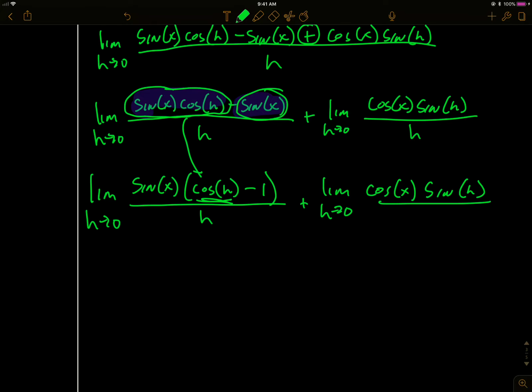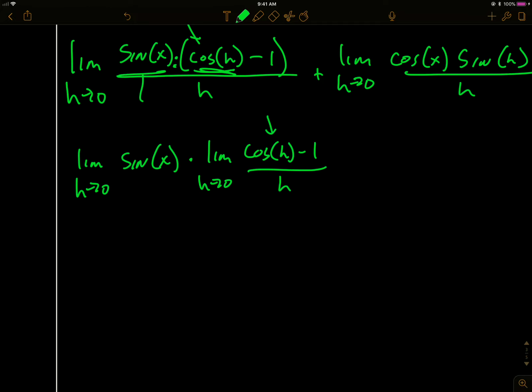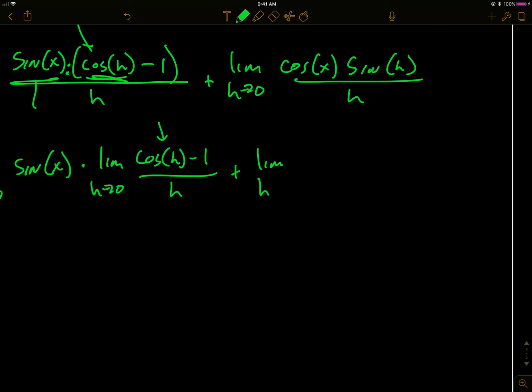Further applying our properties of limits, I could say the limit of sine of x times the limit as h approaches 0 of cosine of h minus 1 over h. Because this is multiplication, I could think of this as sine of x over 1 times that fraction. This is one of our famous trig limits. That's why we did that. If I apply this over here, I could think of this as cosine of x over 1 and decompose that multiplication of fractions. So I get the limit as h approaches 0 of cosine of x times the limit as h approaches 0 of sine of h over h.